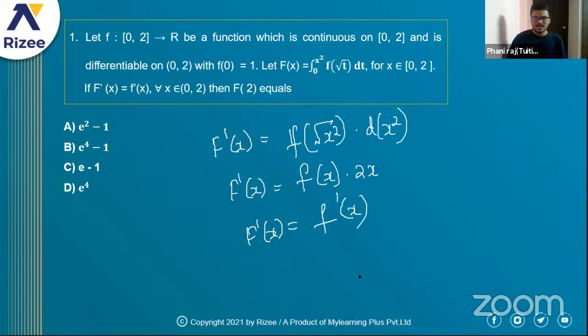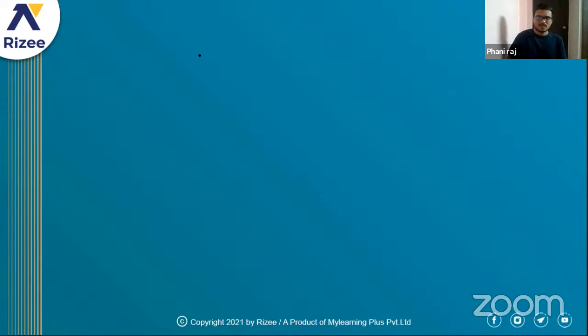So these two should be equal, right? We'll do that. So what does it say? F dash of x equals f of x into 2x. That means what? Go to the next page. F dash of x by f of x equals 2x.